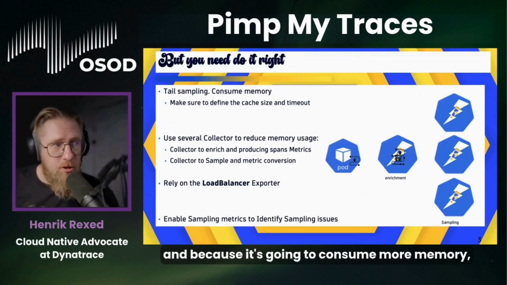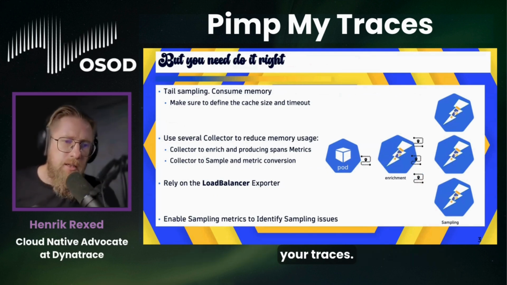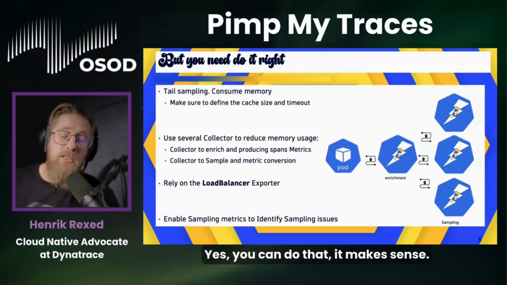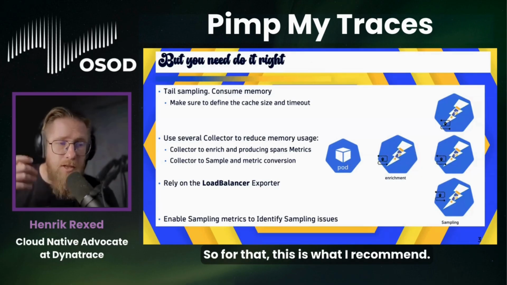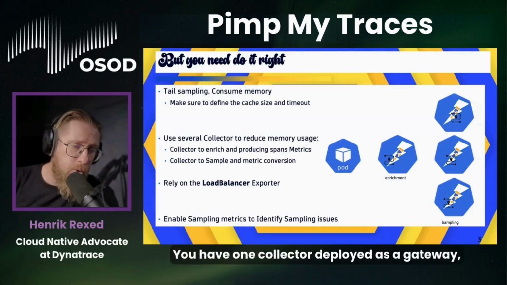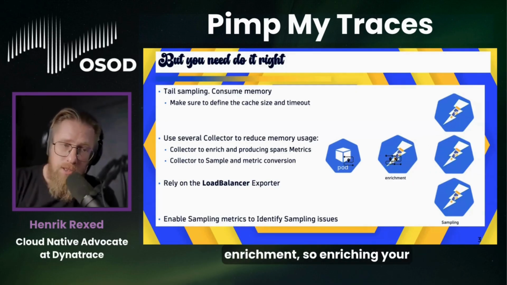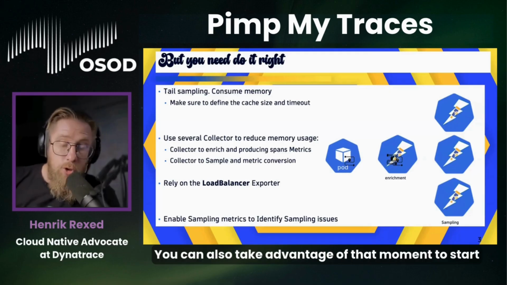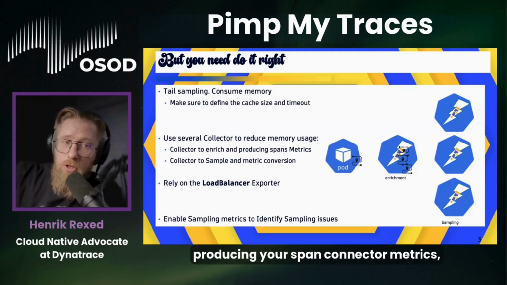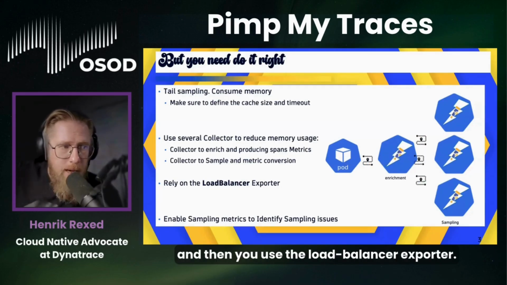And because it's going to consume more memory, you suddenly want to start load balancing your traces. Yes, you can do that. It makes sense. For that, this is what I recommend. You have one collector deployed as a gateway, for example, and this collector will be responsible for enrichment, so enriching your traces with extra metadata. You can also take advantage of that moment to start producing your span connector metrics. So then you have the full data, and then you use the load balancer exporter.